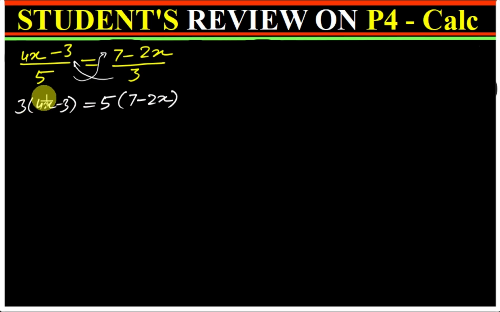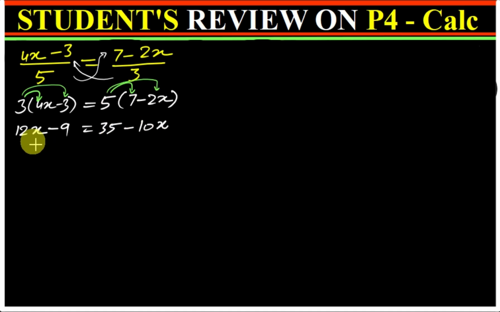Now we'll expand this bracket. This 3 will be multiplied here and this 3 will be multiplied here. So what we'll get? 3 times 4 is 12x minus 3 times 3 is 9 is equal to, now this 5 will be multiplied here and this 5 will be multiplied here as well. So if I expand it, we'll get 5 times 7 is 35 minus 5 times 2 is 10x.